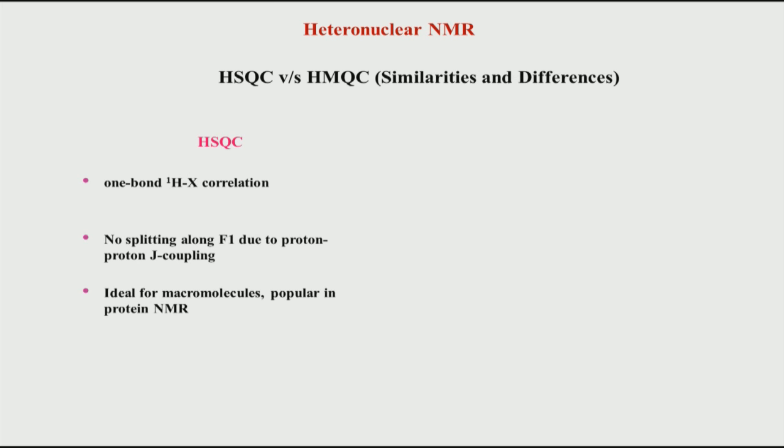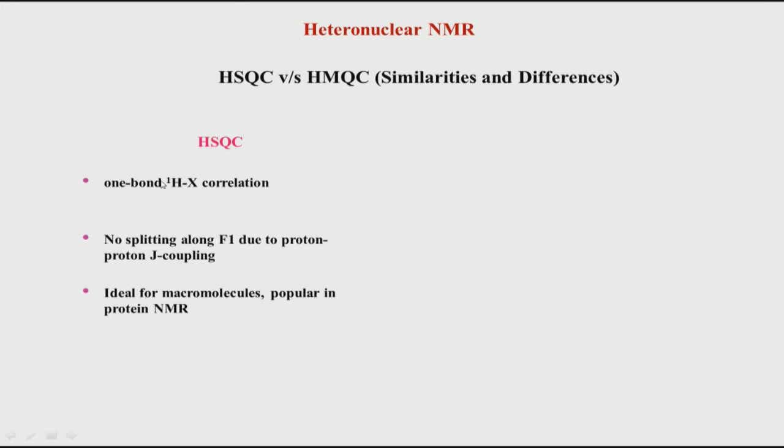So, let us see what are the similarities and differences between the two experiments that we have seen, HSQC and HMQC. HSQC gives one-bond proton X correlation. So, we have only looked at carbon, but if you look at fluorine or any other nucleus, you get the same information, between a proton and a directly coupled X atom.